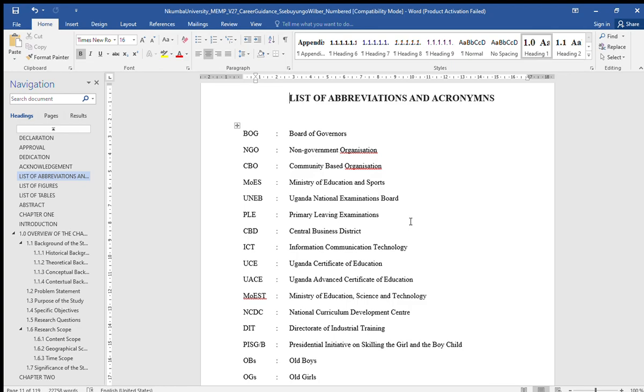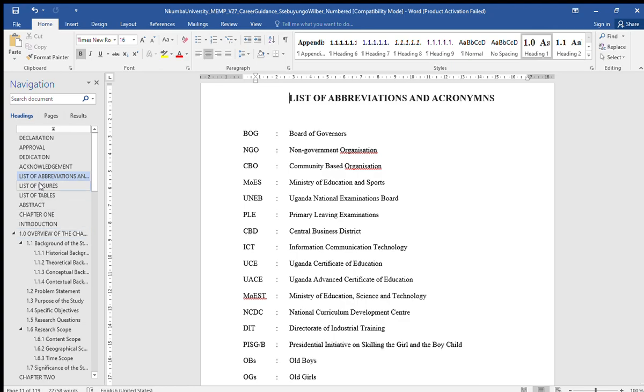What actually do you put in a list of abbreviations and acronyms? Abbreviations are short forms of words that you use in your proposal. If in your proposal you've used the word BOD, meaning Board of Directors, here you indicate the full form of that word. NGO, here in the list of acronyms you define what that word is.